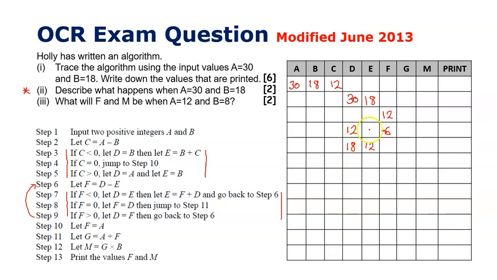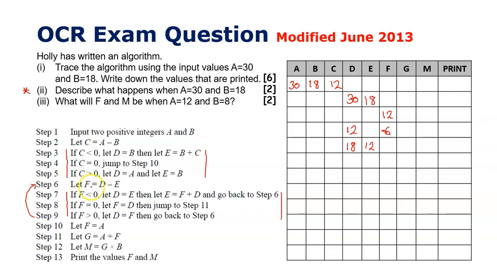Effectively, that just seems to have swapped around again, but I'm not really sure. And you have to have the guts just to keep on going with this. So what did I do there? D equals E and E equals F plus D, and that's what I did. And then go back to step 6.